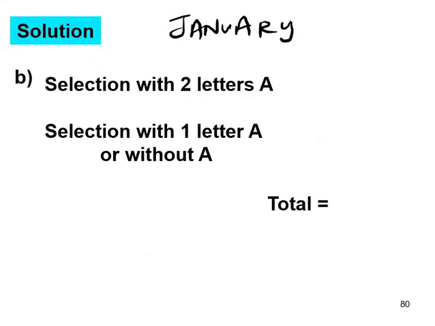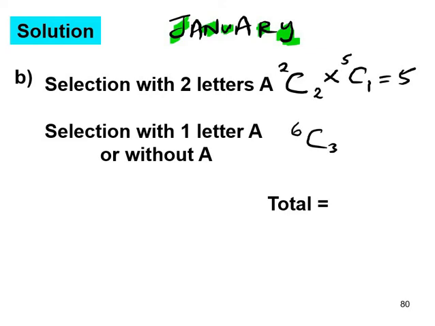And now let's look at question B. Selection with 2 letters A. That means that the 2 letter A's must be automatically selected. So 2C2. And then for the other one, we are going to choose from the other 5 letters: J, N, U, R and Y. So it is 5C1 here. So the answer is 5. And for selection with 1 letter A or without A, I'm going to take out 1 A. So we have 6C3. So the answer will be 20. So adding up, we will get 25.